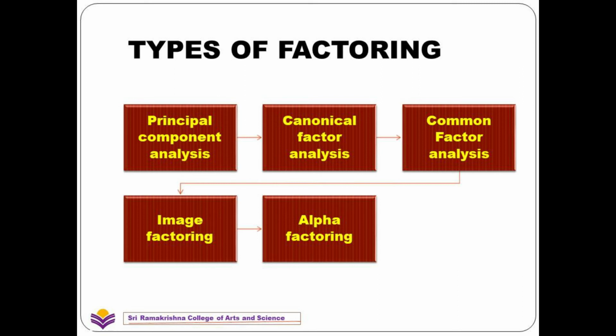So principal component is for extracting maximum variance. Canonical factor analysis seeks highest canonical correlation. Common factor analysis seeks least canonical correlation. Image factoring is based on predicted variables. And alpha factoring is meant for assuming variables.